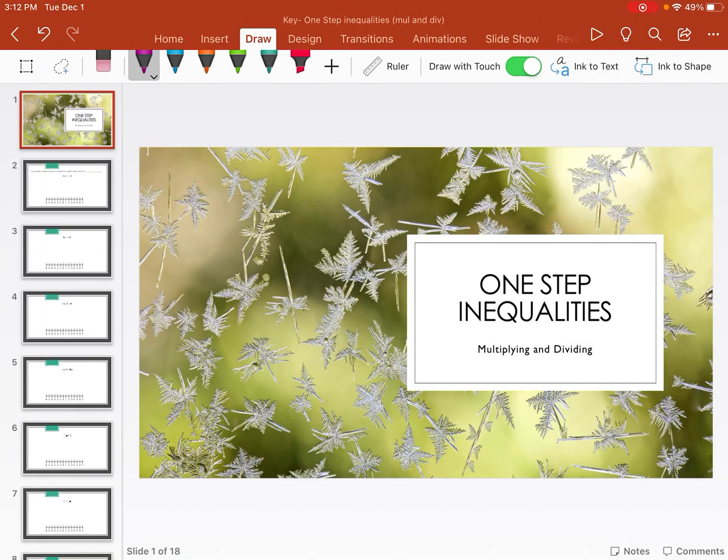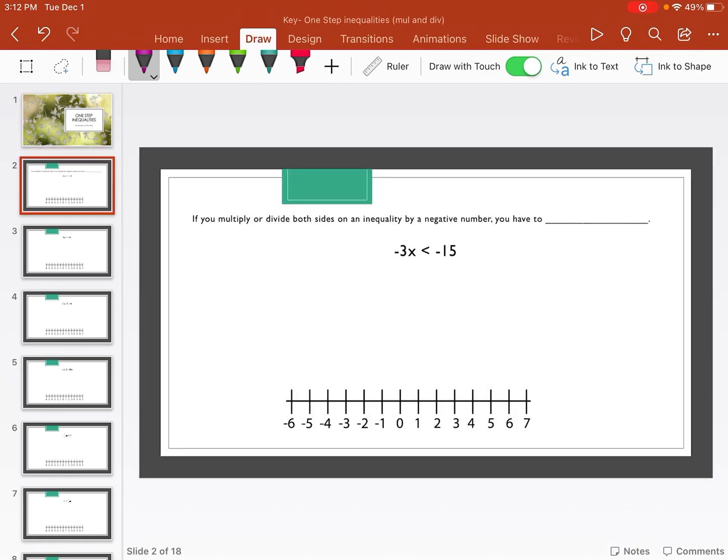Hey guys, let's do some one-step inequalities with multiplying and dividing. So we're still going to solve these just like we would a one-step equation, or just like we did with our inequalities that were addition and subtraction. The biggest difference here is there's one extra rule: if you multiply or divide both sides of an inequality by a negative number, you have to switch the inequality sign. Okay, so if it was a greater than symbol, it turns into a less than symbol, and vice versa.